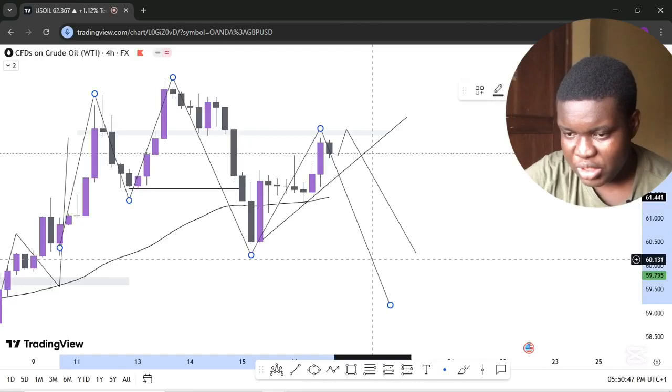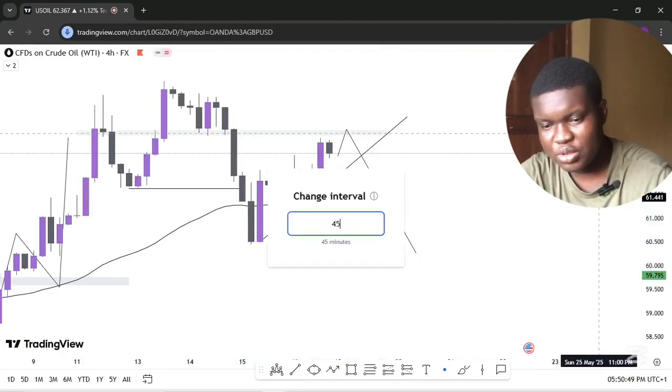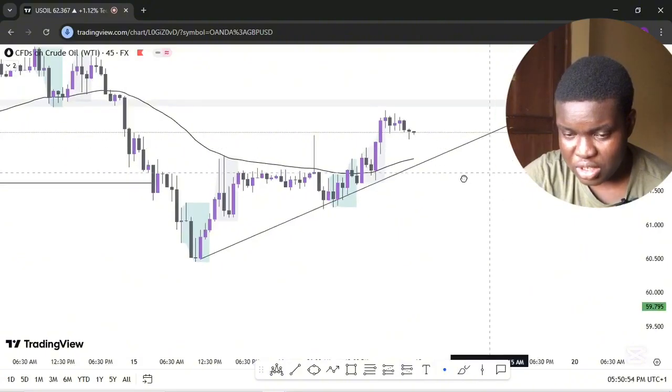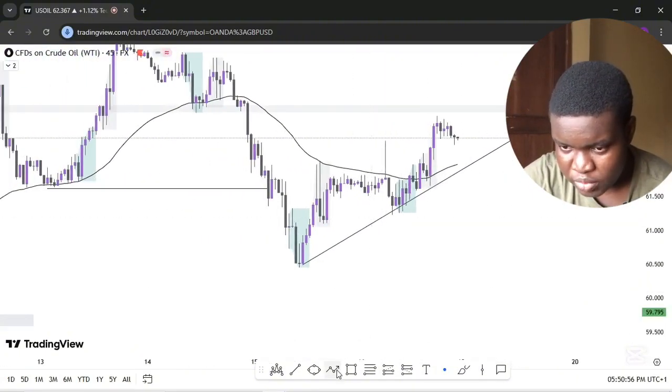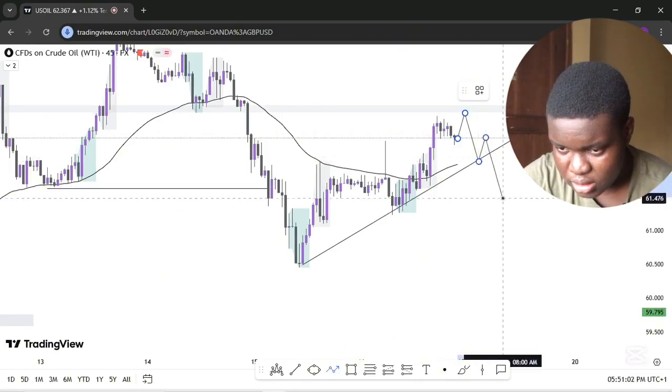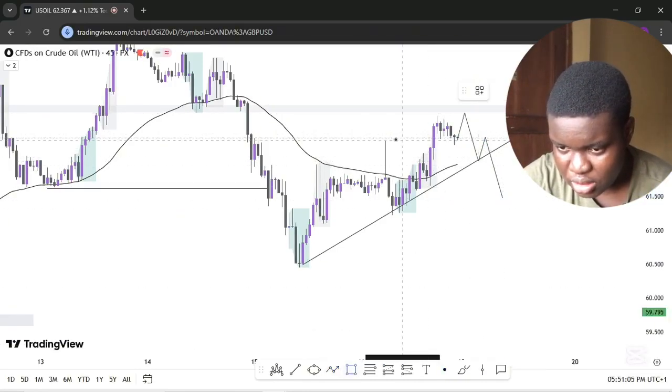And how do I plan to enter this trade? I would love to see a breakdown in structure here. What do I mean by breakdown in structure? Maybe one more swing leg here, then something like this to enter. We get something like this.